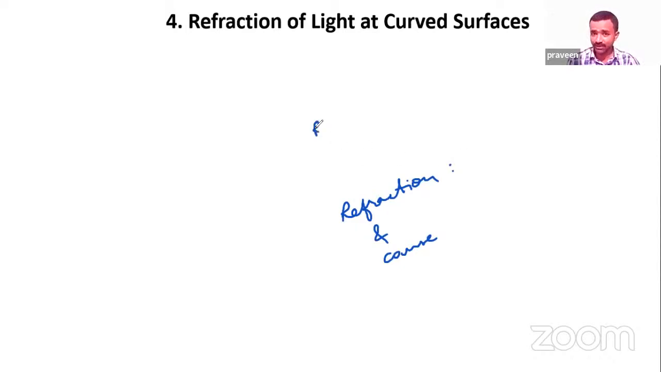Here you learned about rectilinear propagation of light. Rectilinear propagation means going in a straight direction. So almost the light goes in a straight direction, but if there is a change in the medium, then what happens? Automatically it deviates from its path, bending in a direction. That is called refraction. The cause is change in the medium and change in the speed. So we already learned about that.